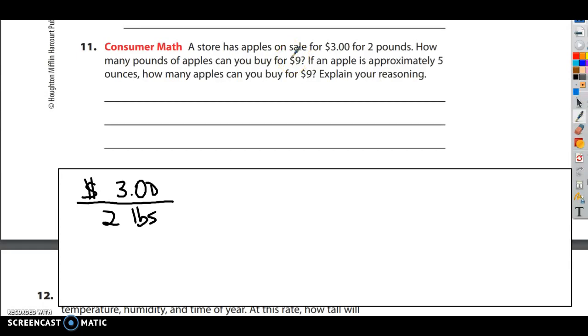Well, that's not too hard. I'm going to go ahead and not answer the second question yet. I'm just going to answer this first question. I'll read the second question in a minute. It says, how many pounds of apples can you get for $9?